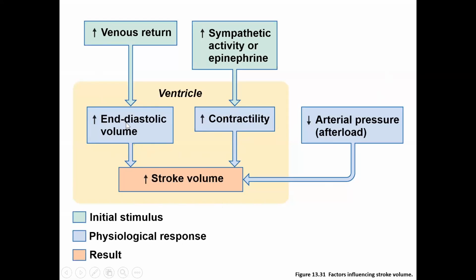If we increase end diastolic volume, we increase our stroke volume. That is how much blood is filled. If we increase our contractility, how hard those cells are working, we will also increase stroke volume. If we decrease the resistance, the force that that pressure has to overcome, we will then increase how much blood can leave the ventricle and move out into those arteries.